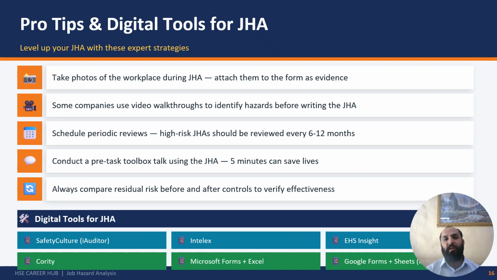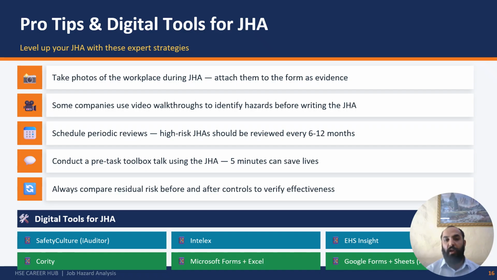Tip 3: review schedule. Don't just set a JHA and forget it. High-risk JHAs should be formally reviewed every 6 to 12 months, and maybe for more prompt action, every month.